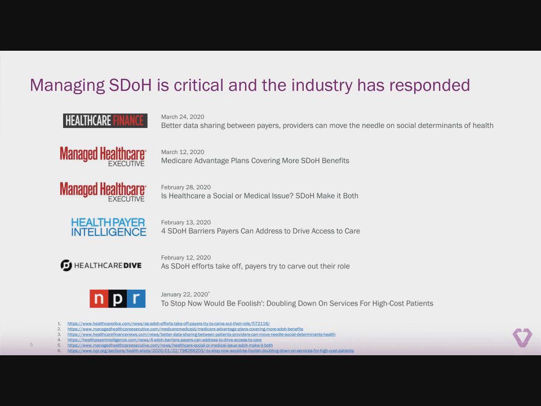There's really been an explosion of headlines and press over the last several years around social determinants of health. What we've seen as we've moved from 2019 into 2020 is more of a movement from just talking about social determinants of health to taking action around social determinants of health or non-clinical needs. We've also seen an explosion of social determinant of health technology companies that have sprouted in the marketplace to help address these needs.